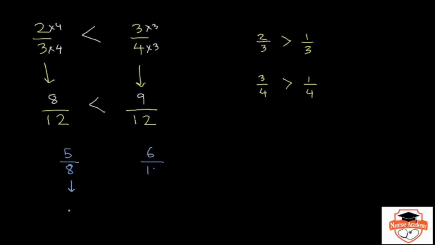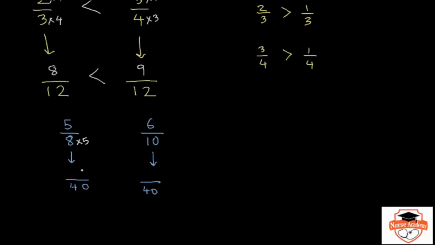So we are going to rewrite this as something over 40, and this is a 10. So this as something over 40. 8 times 5 is 40. Therefore multiply 5 with 5. You get a 25. On the other hand, 10 times 4 is 40. Multiply 6 with 4. Because you're using one of its equivalent forms, you don't want to change the fraction. And 6 times 4 is 24.